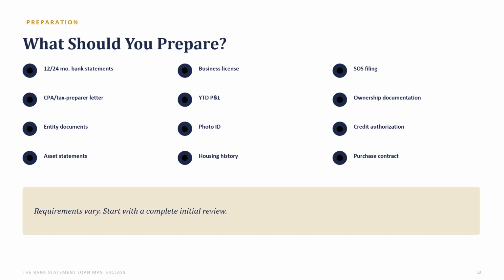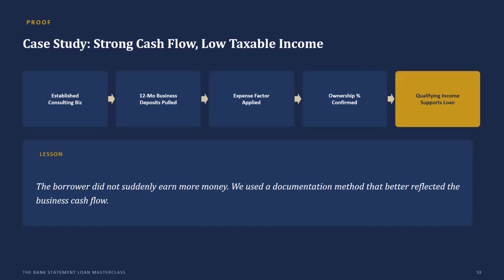Should you prepare 12 or 24-month bank statements, business license, Secretary of State filing, or CPA letter, year-to-date profit and loss, ownership documentation, right? And we guide you through all this, but requirements vary. Start with a complete initial review, usually an application.